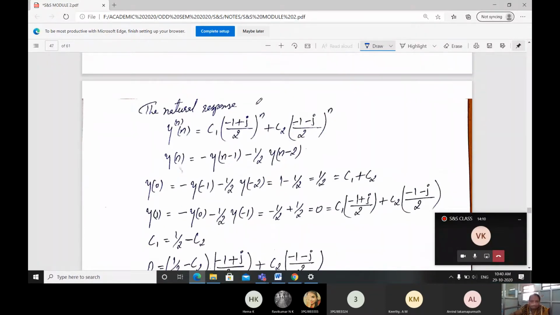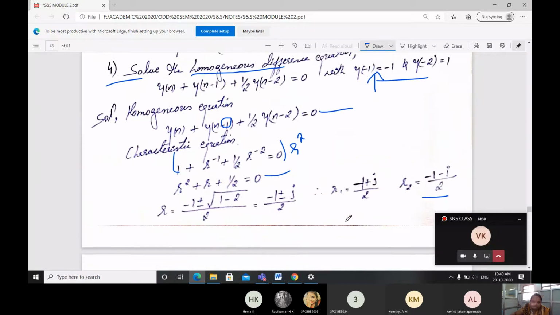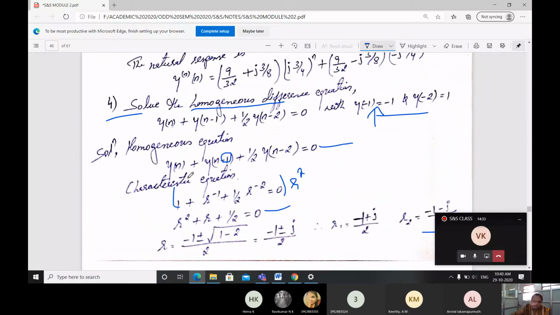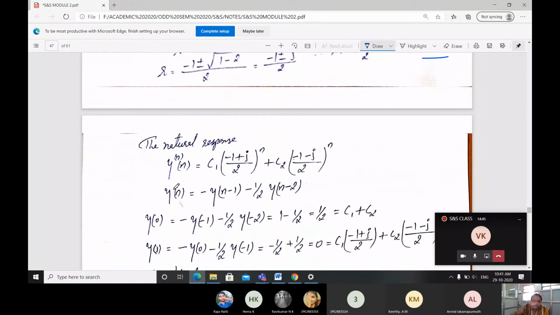Then the natural response is going to be y superscript n of n is equal to C1, that is R1 is here, it is of minus 1 plus j divided by 2 power n, right? Plus C2, what is the R2 equation, is of minus 1 minus j divided by 2 power n. Then what you have to do next, we have to represent the given homogeneous equation in terms of y of n. Means if I want only y of n, shift all these towards your RHS. So if I do, I'll be getting y of n is equal to minus y of n minus 1 minus 1 by 2 y of n minus 2.